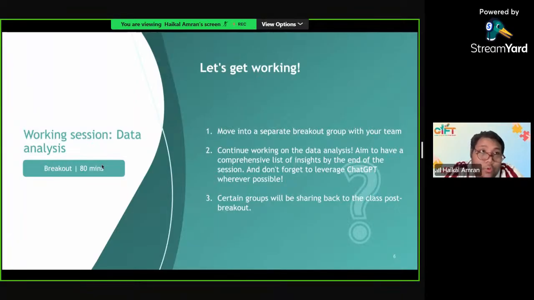So for those groups who are already satisfied with your data analysis, you can proceed with starting to list out the trends and everything as well. Again, you can divide the work between each of you. No worries, please divide the work. Because we don't have much time, divide the work between each of you so that the workload is more manageable within the time frame that we have.